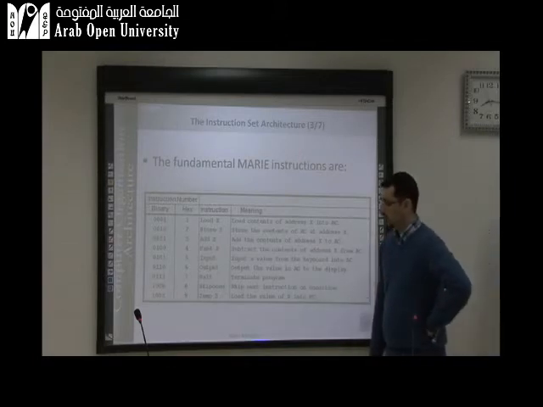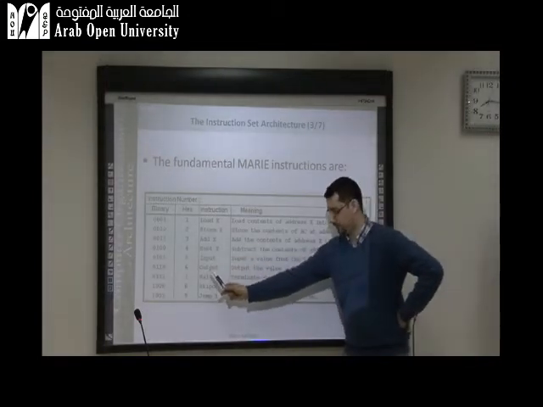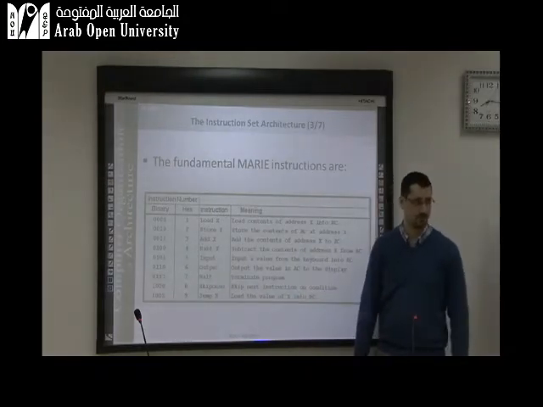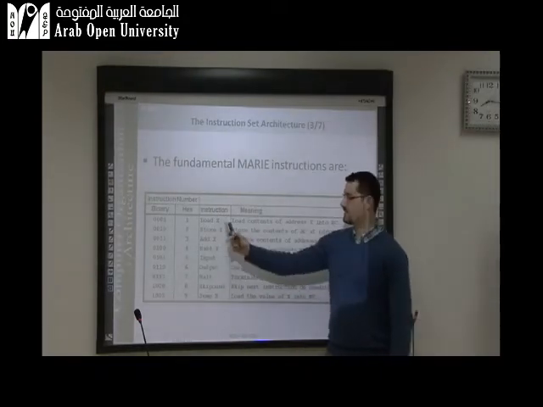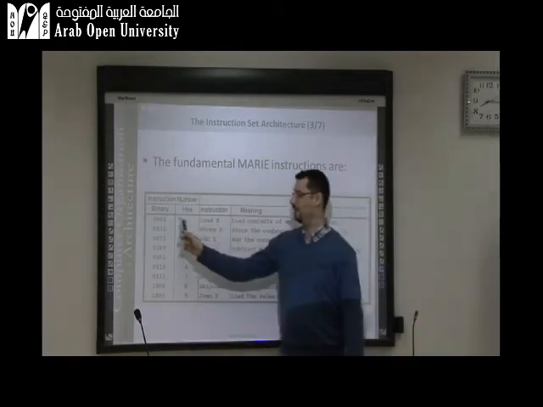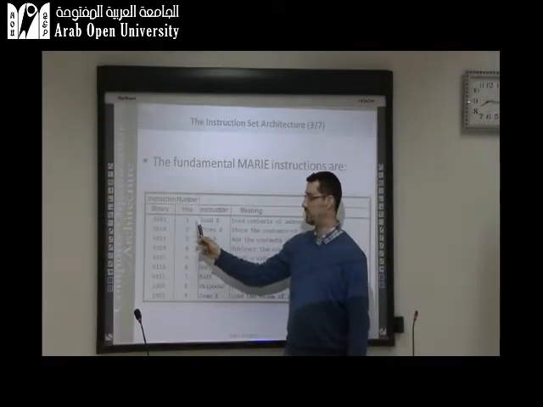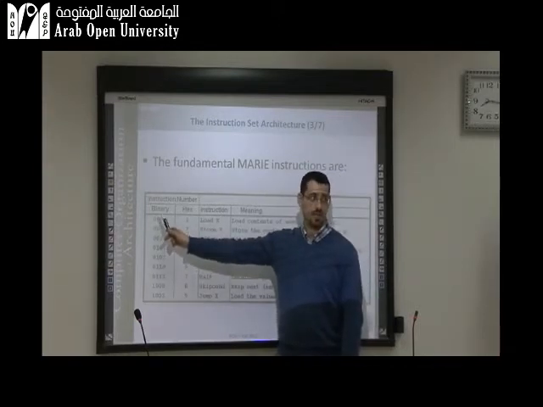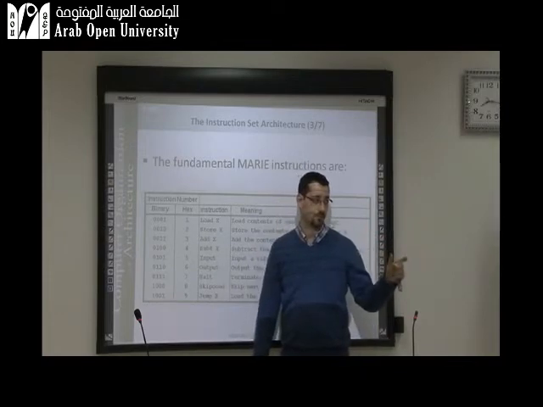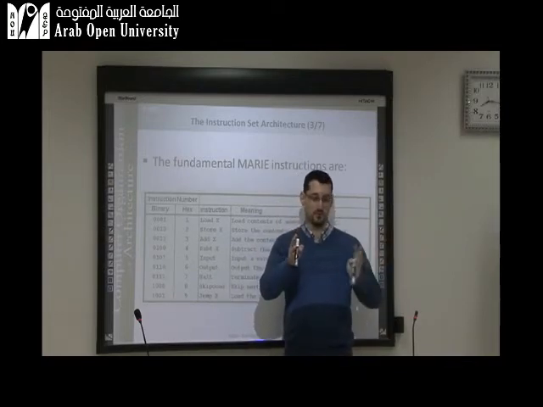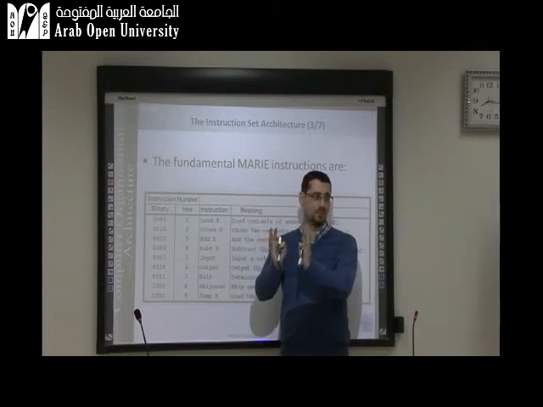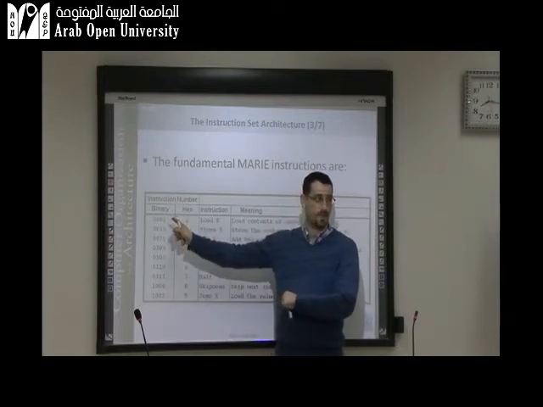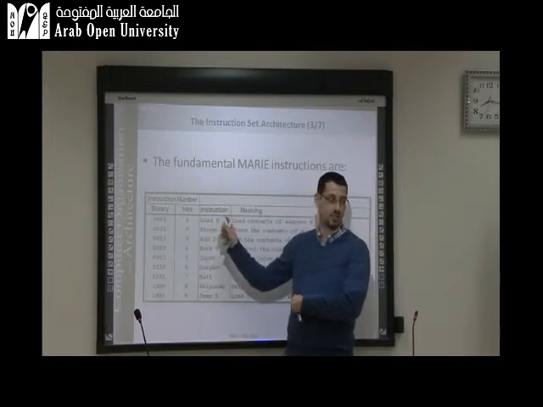So the first 9 instructions that we will learn today are load, store, add, subtract, input, output, halt, skip conditional, and jump. We can see in this table that we have a binary number, its hexadecimal representation, and the instruction corresponding to this binary number. And what is this binary number? It's the opcode. So if I have an instruction with the first 4 most significant bits equal to 0001, this means that this instruction is a load instruction.